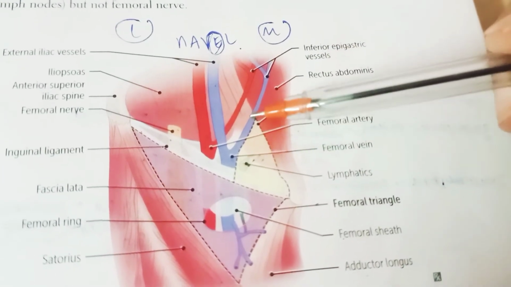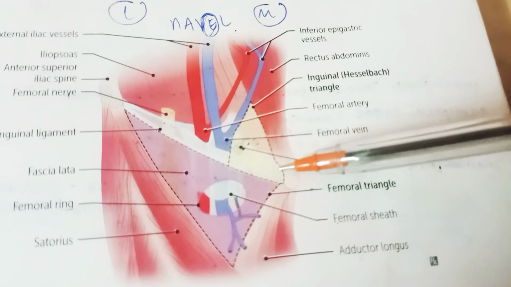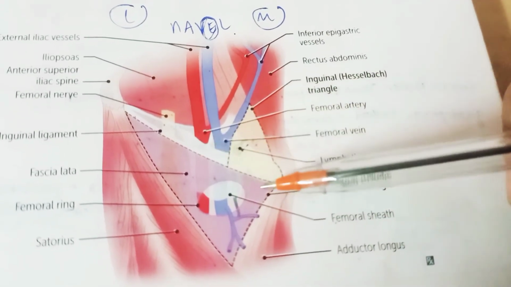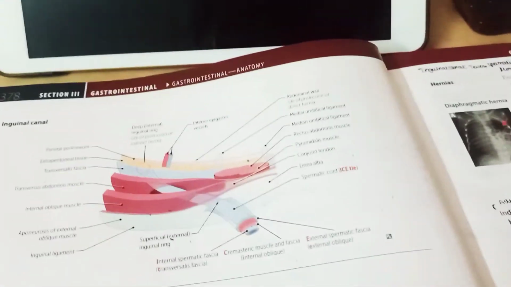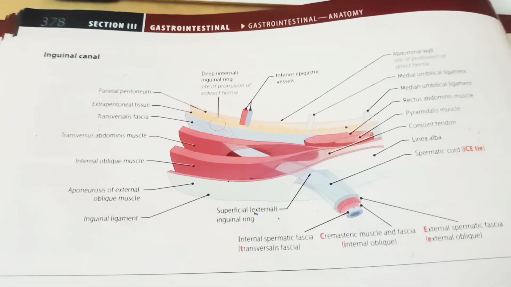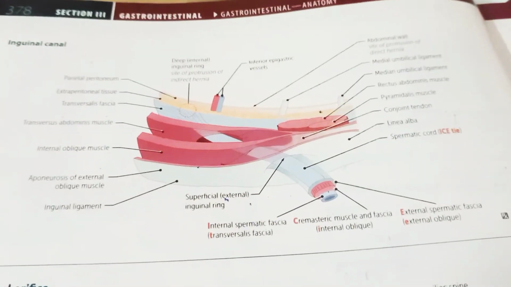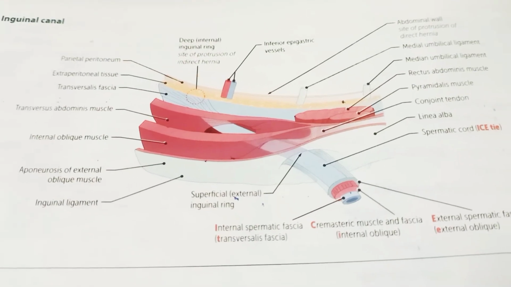And one more important structure you can find here is the inguinal or Hesselbach triangle. You can see this is the Hesselbach triangle, which lies above the inguinal ligament, with hernias. Because we need to understand hernias, we need to understand the inguinal canal. So first we need to understand what structures are passing through the inguinal canal, and through which structures they pass.